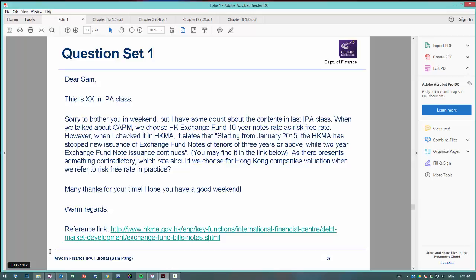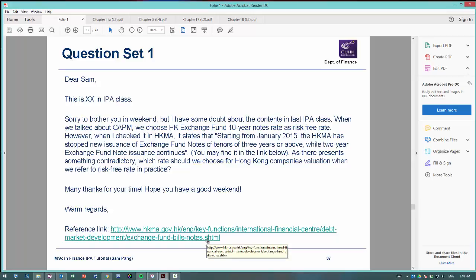regarding the issuance of exchange fund notes for the Hong Kong government. So this person is saying that according to a website, the issuance of exchange fund notes seems to have stopped, and therefore, as a result, they were not able to get 10-year rates, the 10-year risk-free rate for the Hong Kong government.